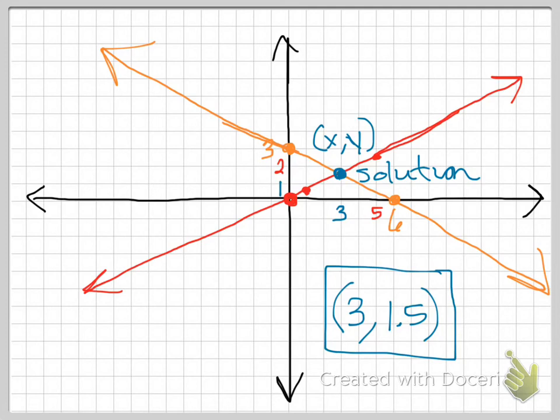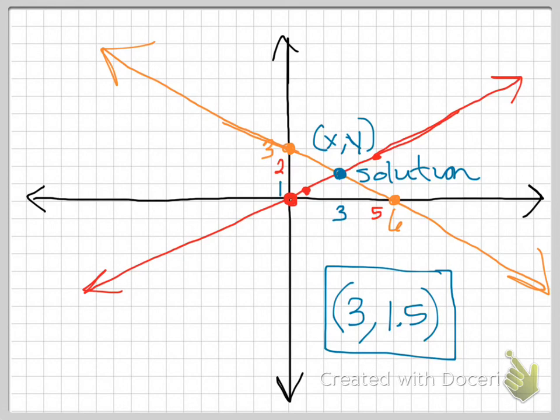Okay, so if they're intersecting lines, they have one solution. The solution is where they intersect. If they're parallel lines, they have no solutions. And if they're the same line, if you rearrange your equations or find your intercepts and they're exactly the same for both equations, and you get the same line, then it's infinite solutions.